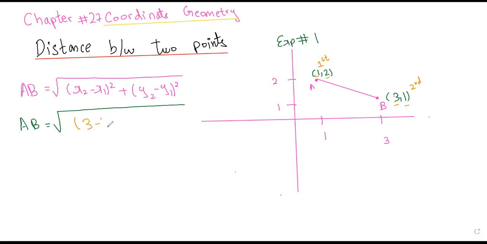So 3 minus 1 square plus y2 minus y1. So it would be 1 minus 2 squared, and that is going to give us under the root 2 squared plus minus 1 squared, and that would be under root 5. So this is how we calculate the distance between 2 points. Any confusions? No, ma'am, it's clear.